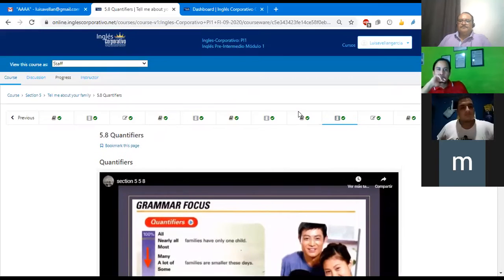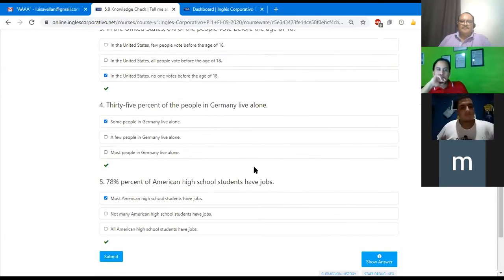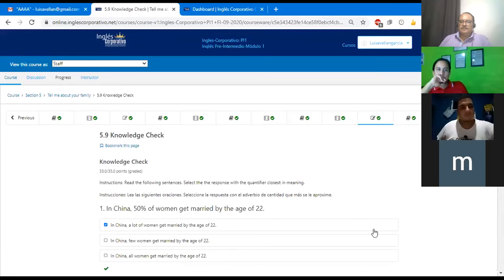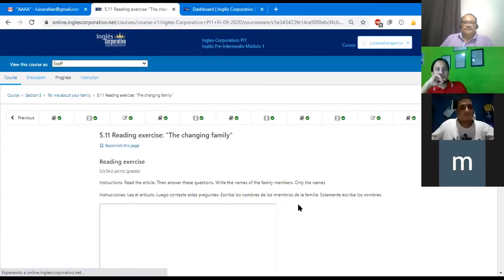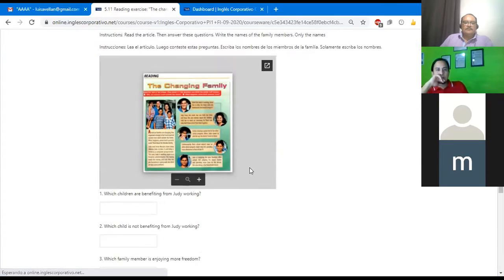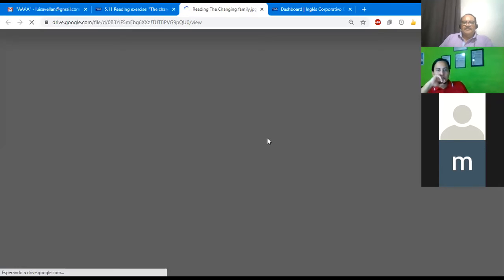Let's see here. And then we did yesterday the knowledge check. Okay, and here we have: participants will read an article about families and their changes. And after that, we have to answer some questions. But first, let's see what the article is about.